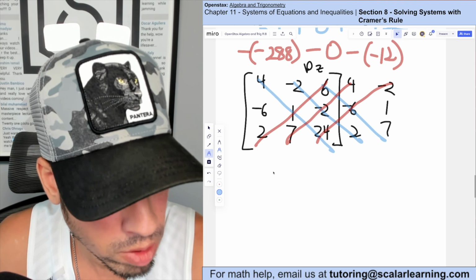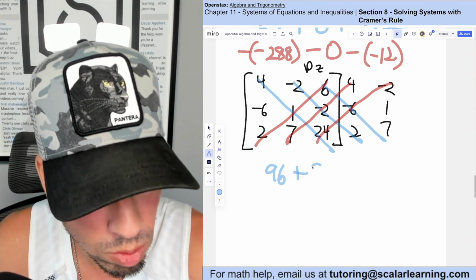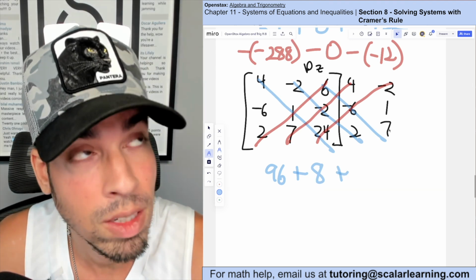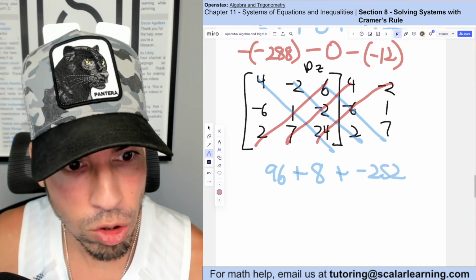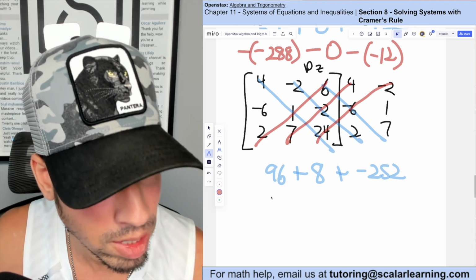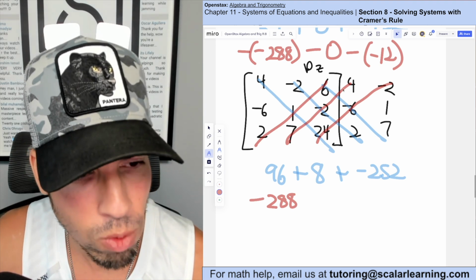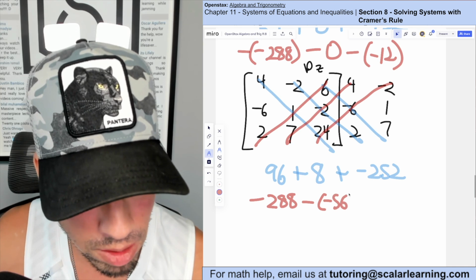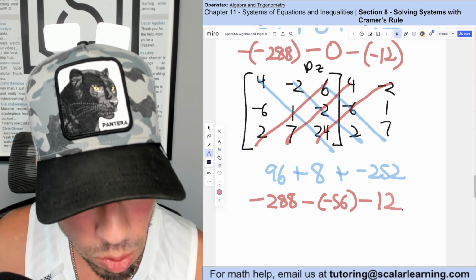4 times 1 times 24 is 96. Plus negative 2 times negative 2, which is 4 times 2 is 8. Plus 6 times negative 6 is negative 36 times 7 is 210, 42, negative 252. And then coming back the other way, negative 2 times negative 6 is 12 times 24 is 240 plus 48, 288. Positive, but we're minusing that. Then we got 4 times negative 2 is negative 8 times 7 is negative 56, where we're minusing that as well. Last but not least, 6 times 1 times 2 is 12, so we're minusing 12.